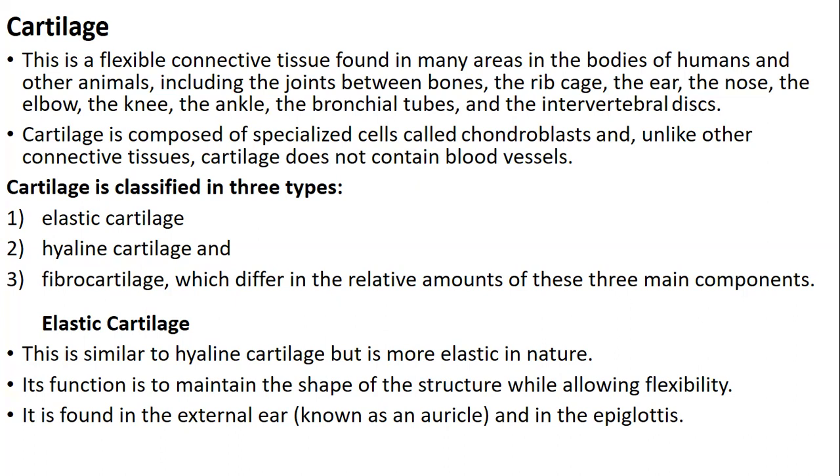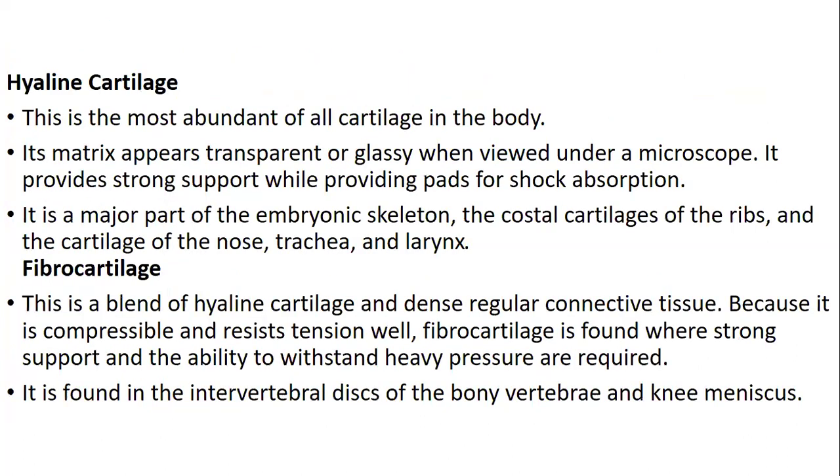The epiglottis is made up of this structure known as the elastic cartilage, whereas hyaline cartilage is the most abundant of all cartilage in the body. It appears transparent and glassy when viewed under a microscope, and it provides strong support while providing pads for shock absorption. The major places where it is found are the embryonic skeleton, the costal cartilages of the ribs, the nose, the trachea, as well as the larynx. Hyaline cartilage is the most abundant and kind of stronger.